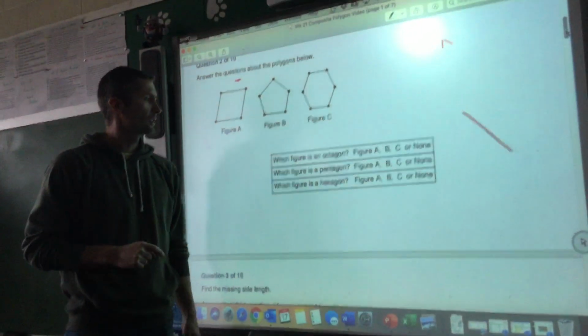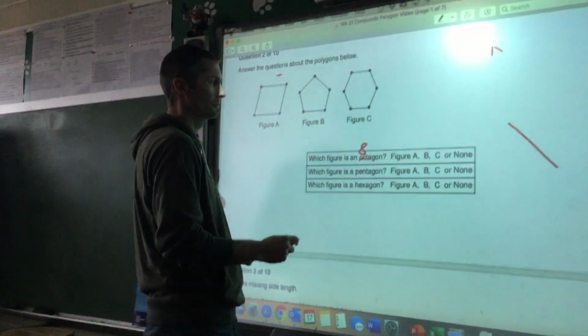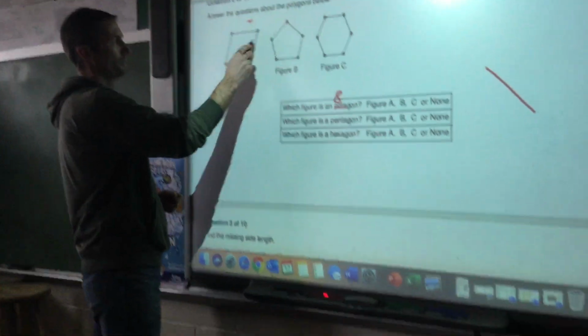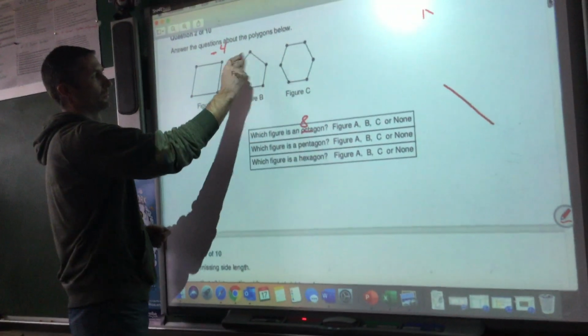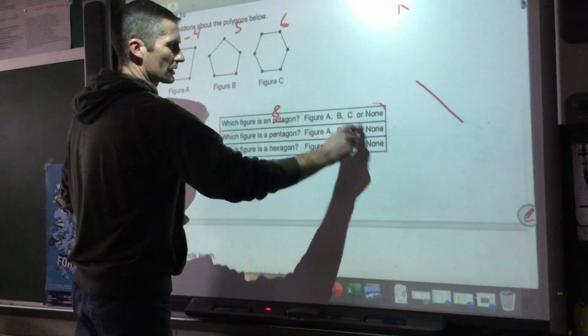Okay, this one. Which figure is an octagon? Oct means 8, so it's got to be 8-sided. So the one that's 8-sided. That one's only got 4. That one's got 5. That one's got 6. So none of them are octagons.